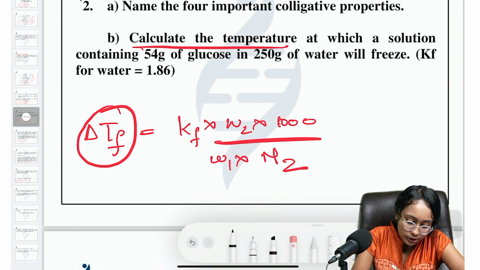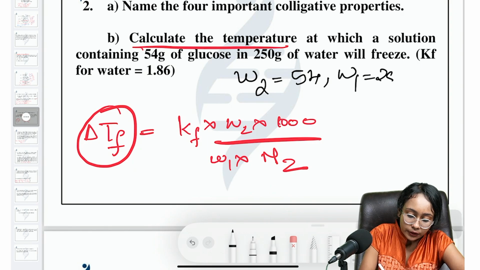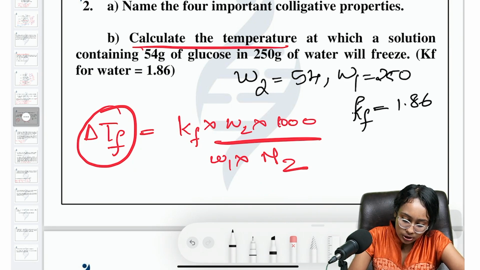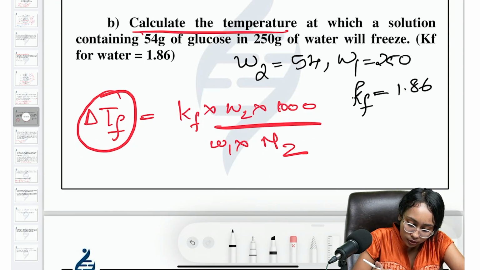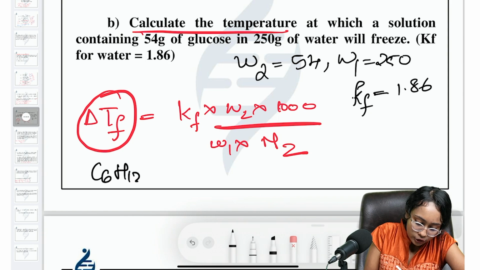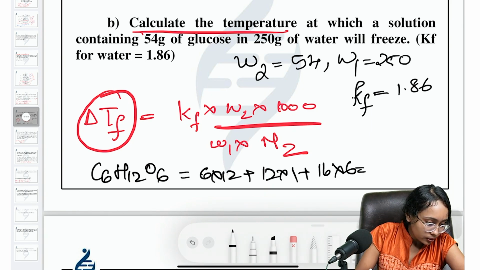A solution containing 54 gram of glucose means W2 equal to 54. W1 equal to 250 gram of water. Kf is also given, Kf equal to 1.86. So W2, W1 and Kf are given. We need to find M2, the molar mass of glucose. C6H12O6: 6 into 12 plus 12 into 1 plus 16 into 6. You will get 180 grams.